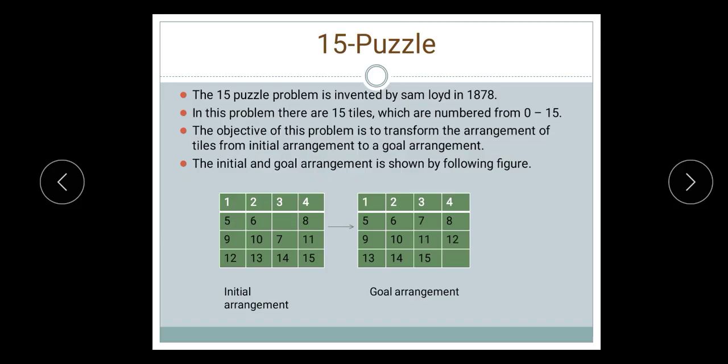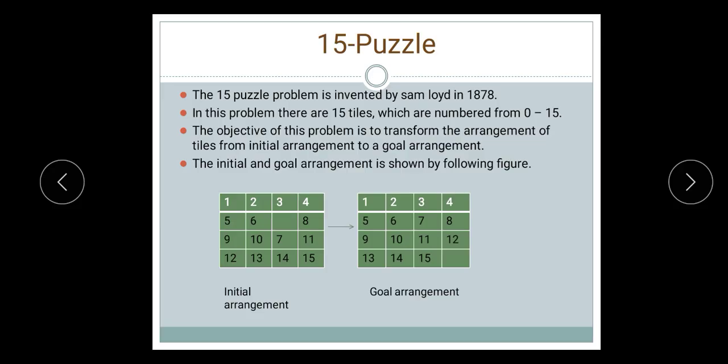In this problem, there are 16 tiles. I am saying here the 15 tiles, but basically there are 16 tiles. 15 tiles are numbered from 1 to 15, whereas 1 is an empty tile. Now the objective of this problem is to transform the arrangement of these tiles from the initial arrangement to the goal arrangement. Then what is the initial and goal arrangement? The initial and goal arrangement is shown in the following figure.